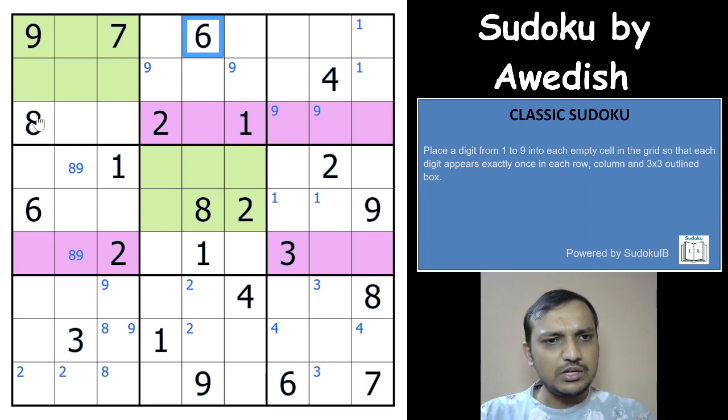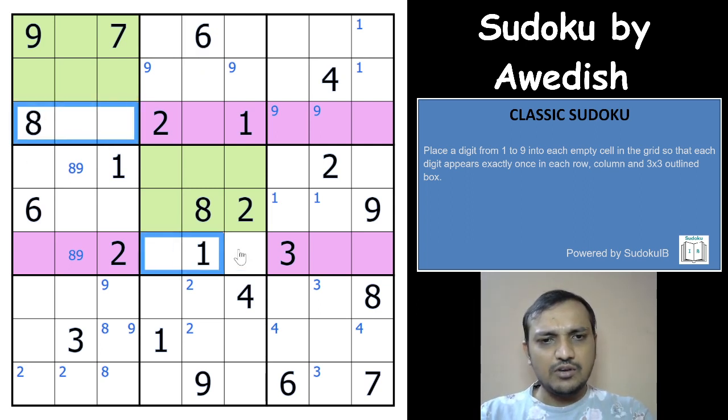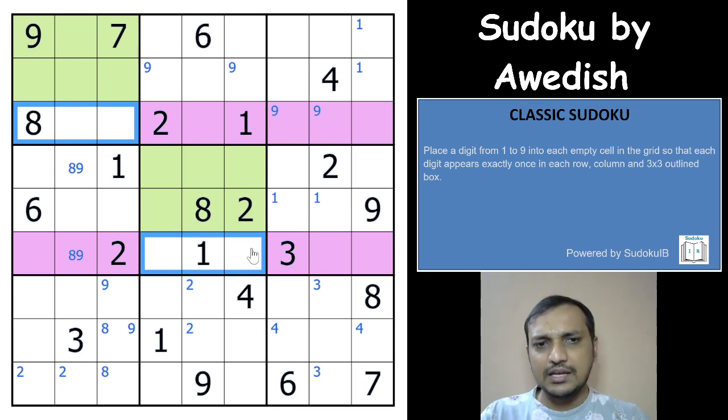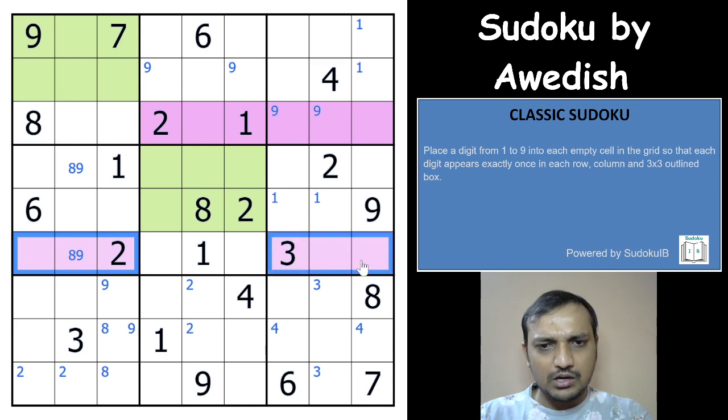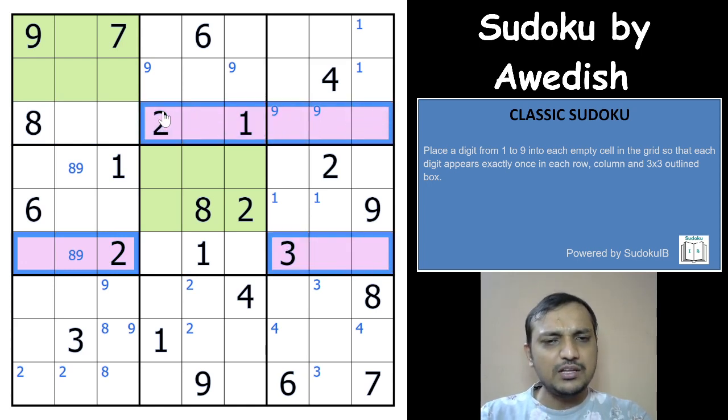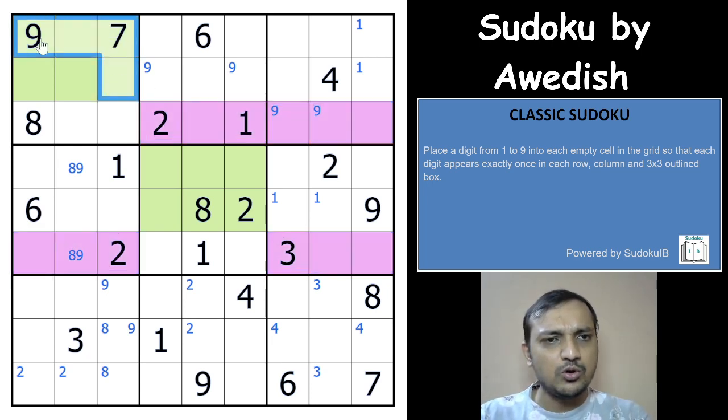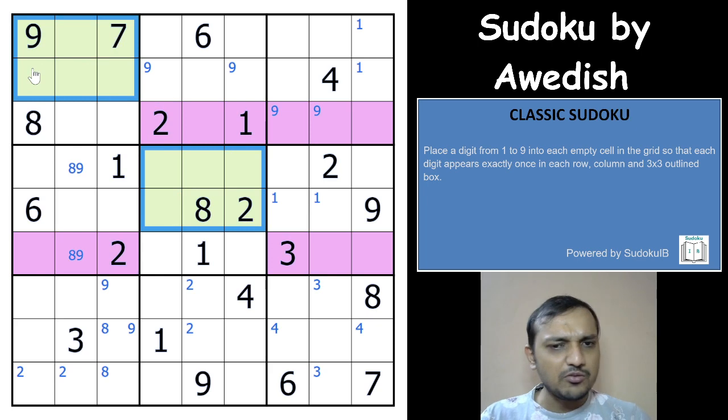So let us assume that 3, 8, 6 and 1, 2, 5 were removed, 1, 3, 5 were removed from both of these pink and green cells. So whatever the remaining cells are, the whole remaining pink cells will have to be equal to the whole remaining green cells. That is what is called set equivalence theory.